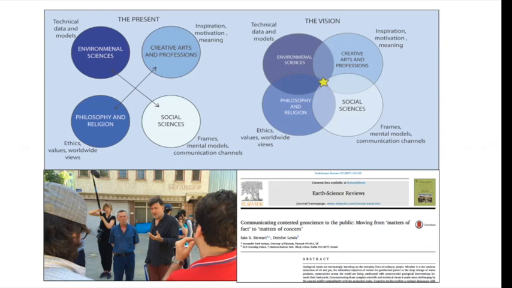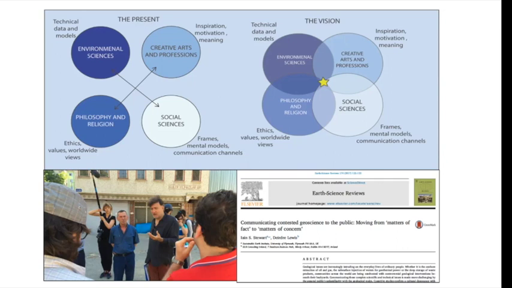So here's an example which talks about the old ways of these different silos of, say, the environmental science that provides information, technical data, and models about the world, the environment. And then there's the other ones, the creative arts, social sciences, and philosophy, and religion. And the argument is that for many of the issues that we have at the present day, really complex, interconnected issues, we need to bring all those areas together.